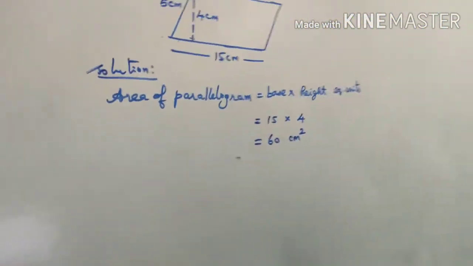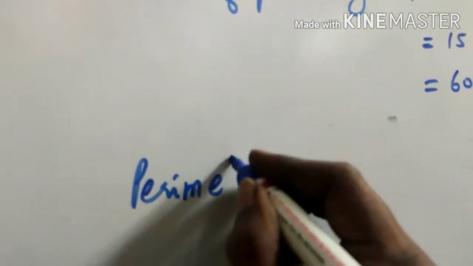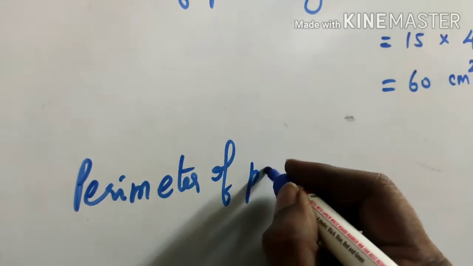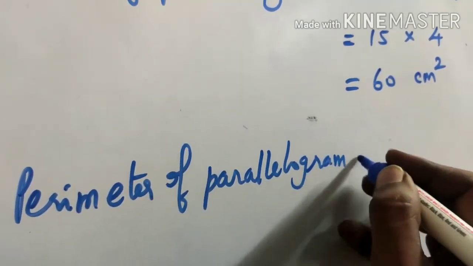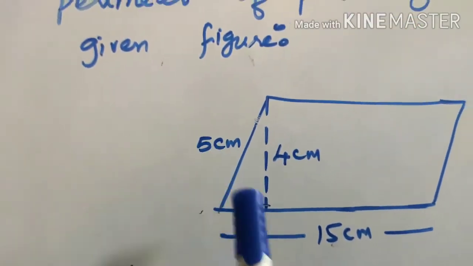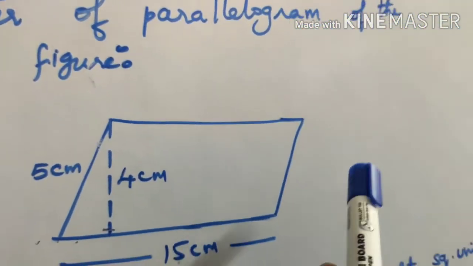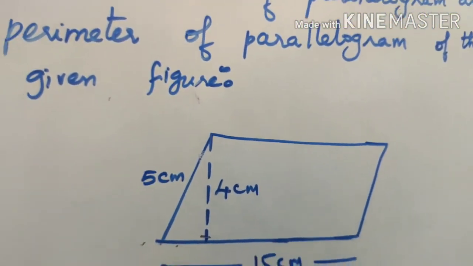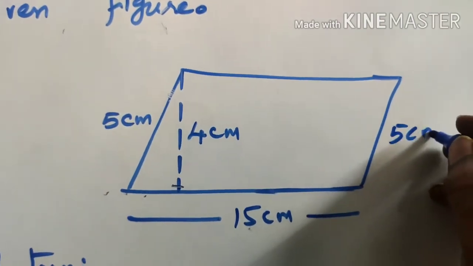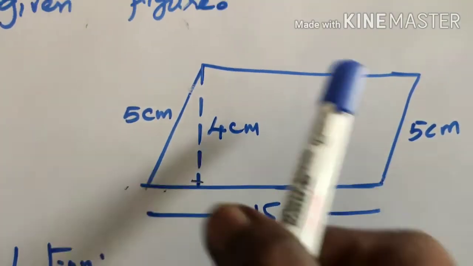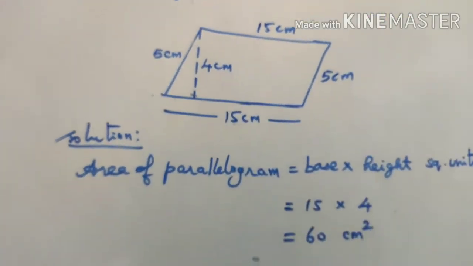So see here, perimeter of parallelogram, you have to add all the sides. Okay, we know this side and this side, this is 5 centimeter and this is 15 centimeter. What about these two sides? I already told the opposite sides are equal. If this is 5 centimeter and this is also 5 centimeter, if this is 15 centimeter, then this is also 15 centimeter. Now you have to add everything.